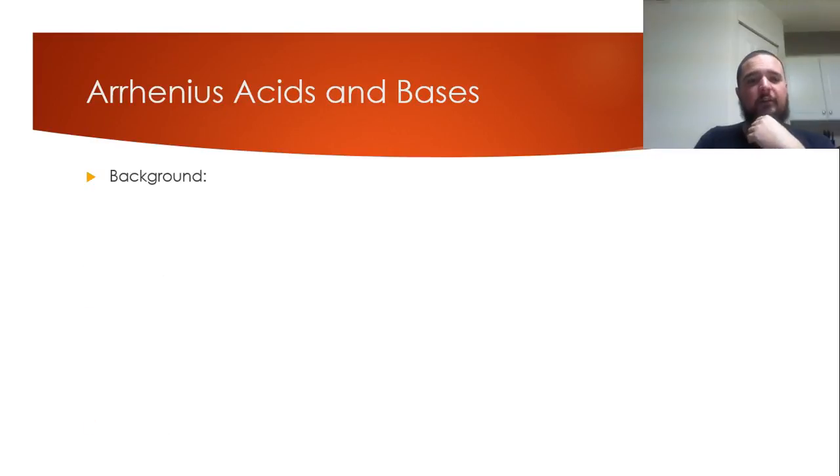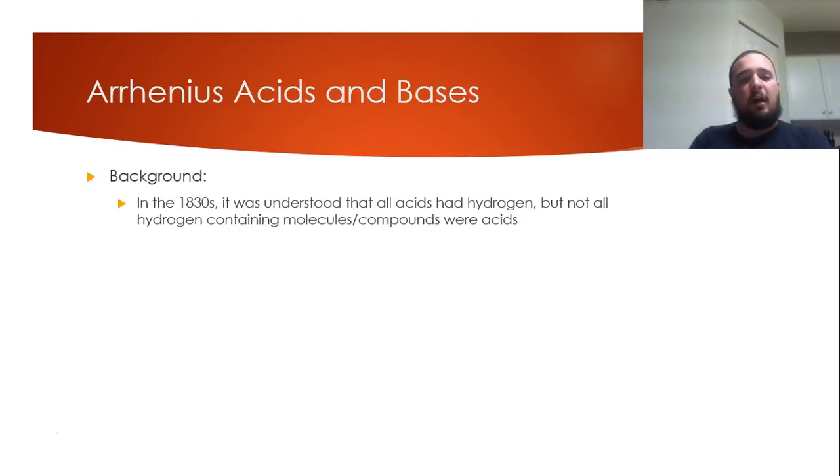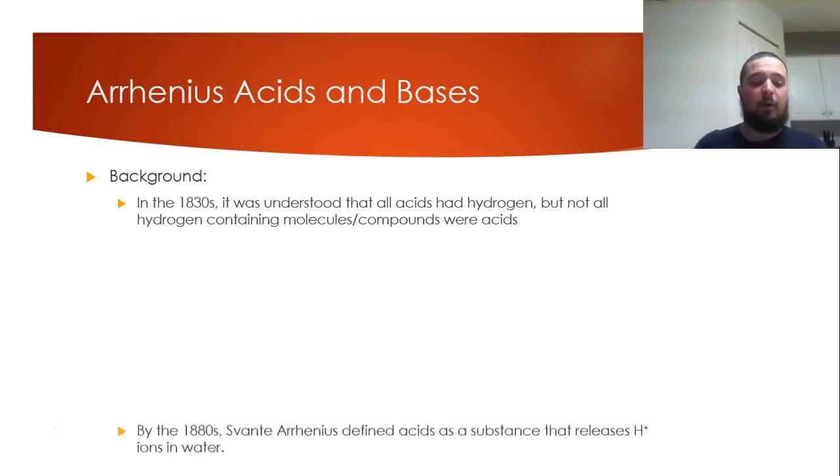So, Arrhenius acids and bases. A little background. In the 1830s, it was understood that all acids had hydrogen, but not all hydrogen-containing molecules and compounds were acids. In the 1830s, scientists didn't have all the instruments that we have nowadays, which means that they would take a solution, pour some acid into it, and a gas would form, and they were able to figure out through a variety of experiments that the gas was hydrogen gas. So they made the assumption that if I pour in something I know is an acid, it produces hydrogen gas. So that's a general thing that they came up with.